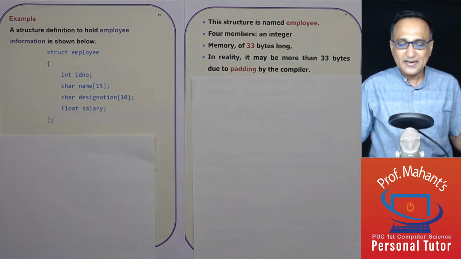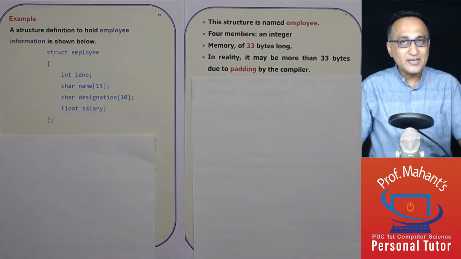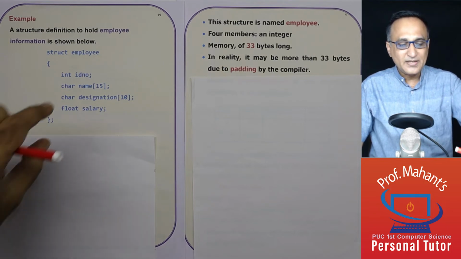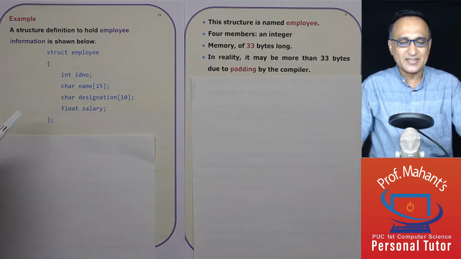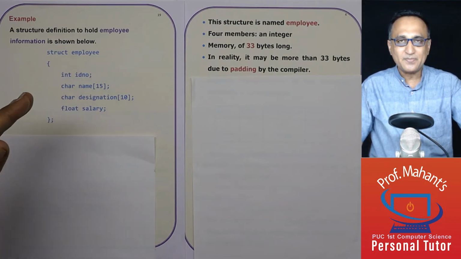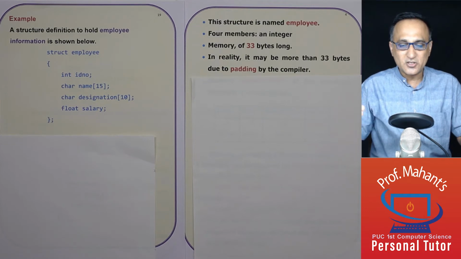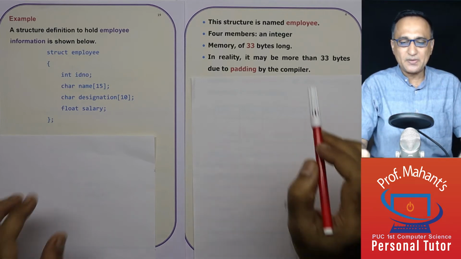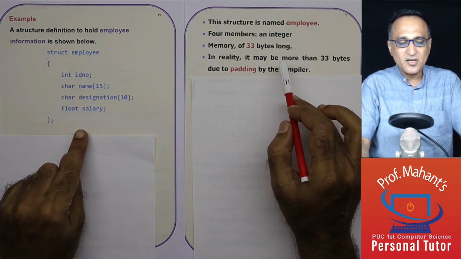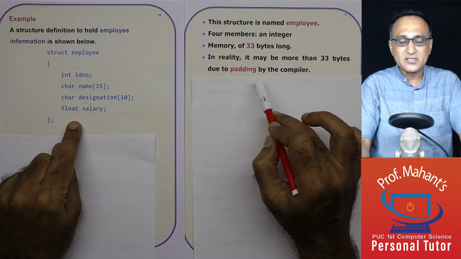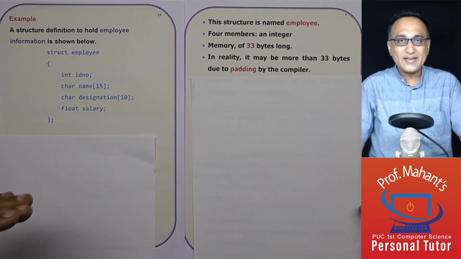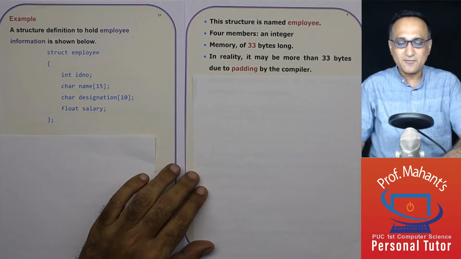But in reality, it may not use 33, it may use a little more than 33. It generally tries to give it an even number. It could be something like 40 bytes or 38 bytes. It could be 40, a multiple of 8. Generally, it tries to keep the structure a multiple of 8 bytes so that it can read the structure much faster in most hardware and operating systems. So although the calculation shows 33 bytes, when you do sizeof on this structure variable, it may show more than 33 bytes due to padding by the compiler so that it can read the structure data much faster.